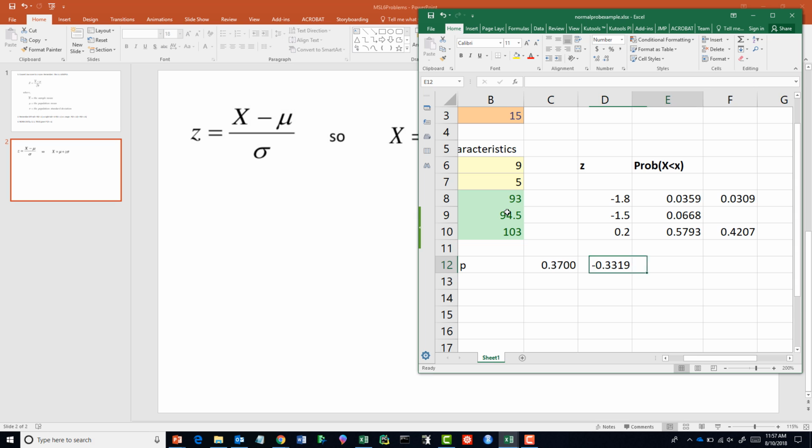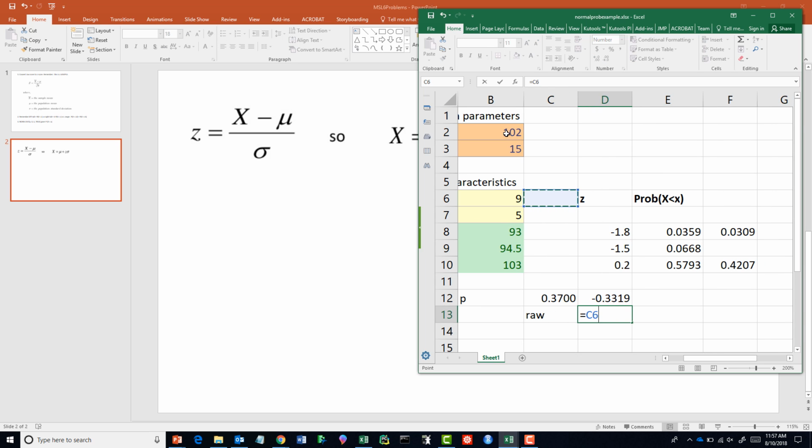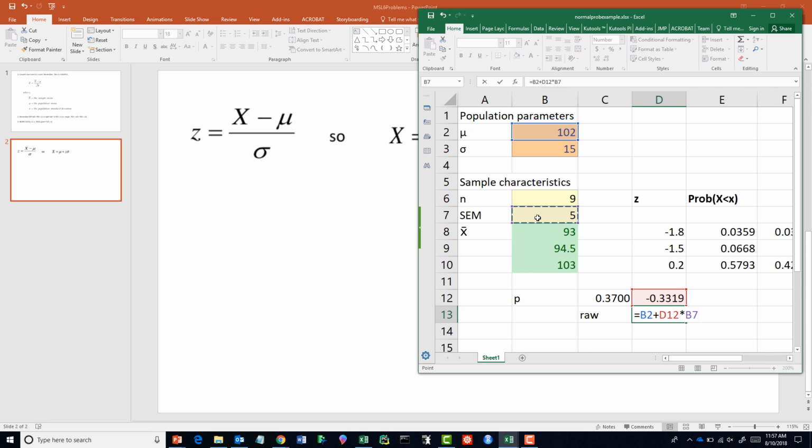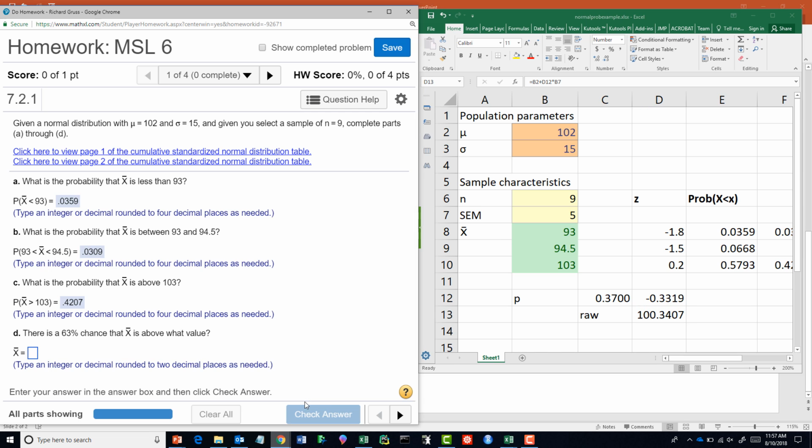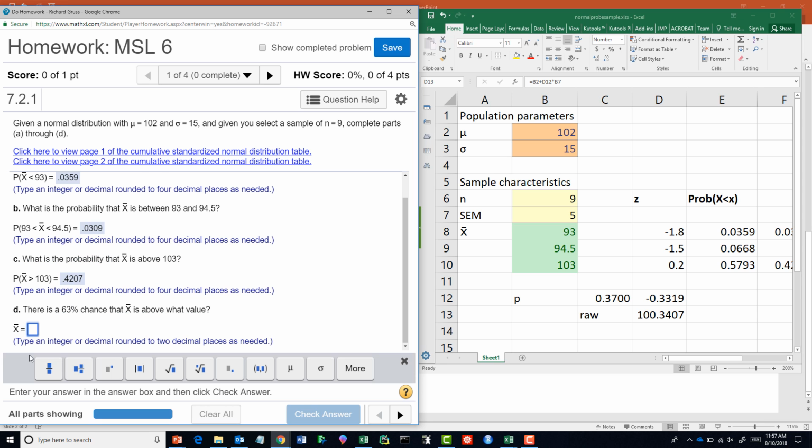So let's do that. We're going to write raw here. So a raw score is going to be the population mean plus that z-score times the standard error of the mean right here. I think they do something strange with decimal places here. Yeah, 2 decimal places. So that means that the answer here is going to be 100.34.